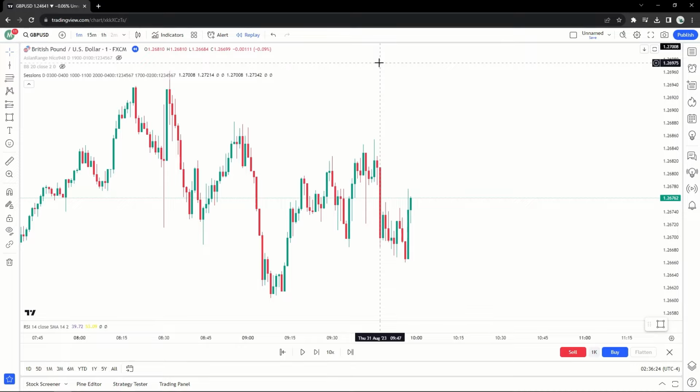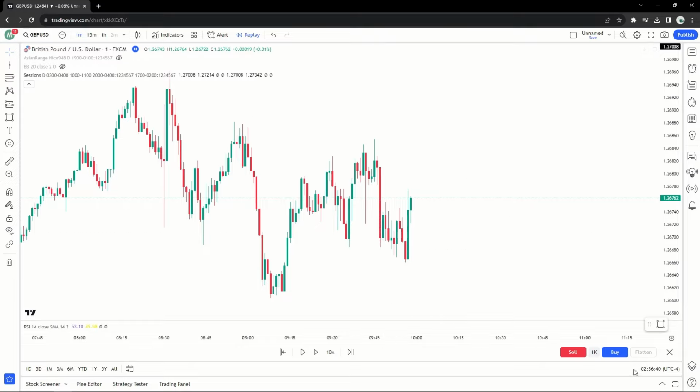Now, second thing, what times does the silver bullet work on? It works between 10 to 11 NYC time and 3 to 4 NYC time. Okay, we're going to be trading the New York session silver bullet. Okay, the London session silver bullet is between 3 and 4 a.m.